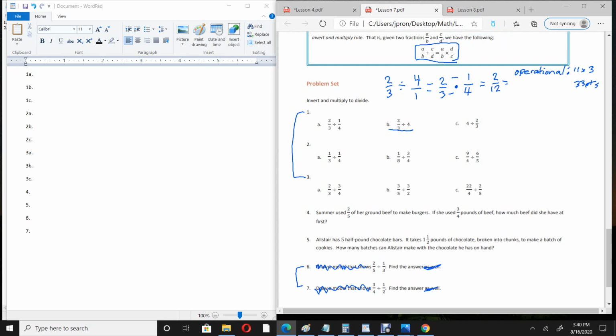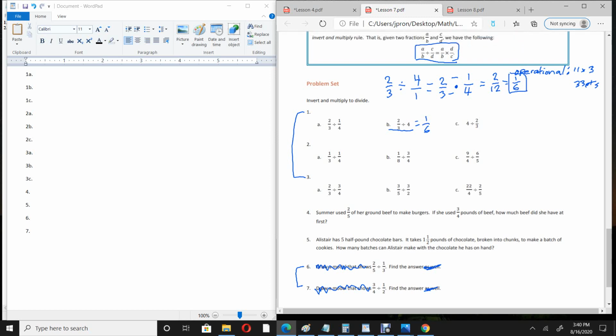Because we can divide both parts by 2. We can divide 2 by 2 to get 1, and 12 by 2 to get 6. 1/6 is equal to 2/12. So I'm going to have my simplified answer here as my final answer. So I have equals 1/6 right here for 1B.